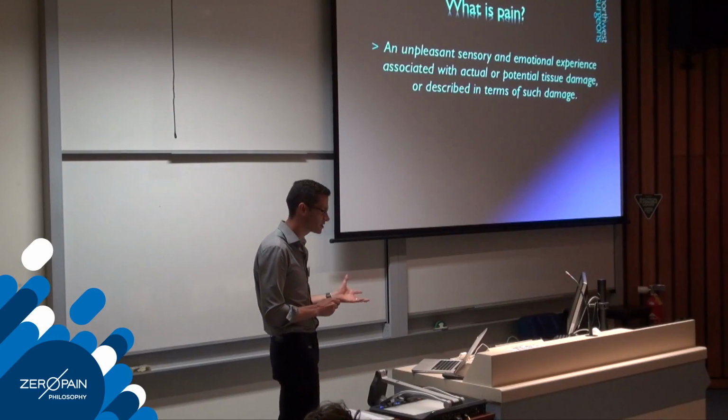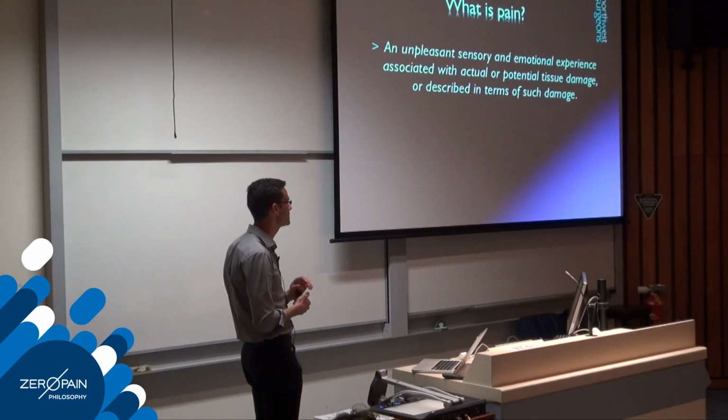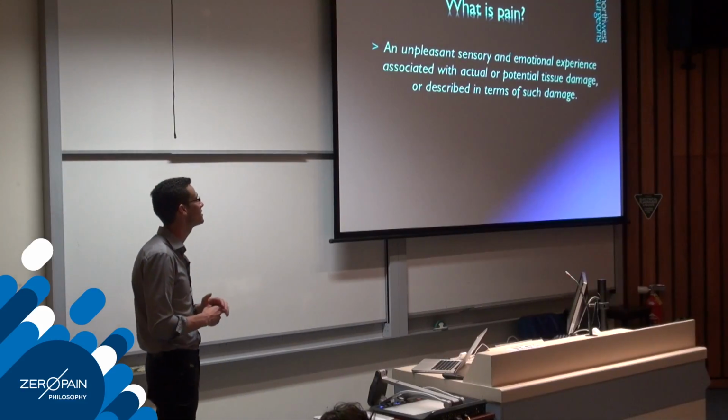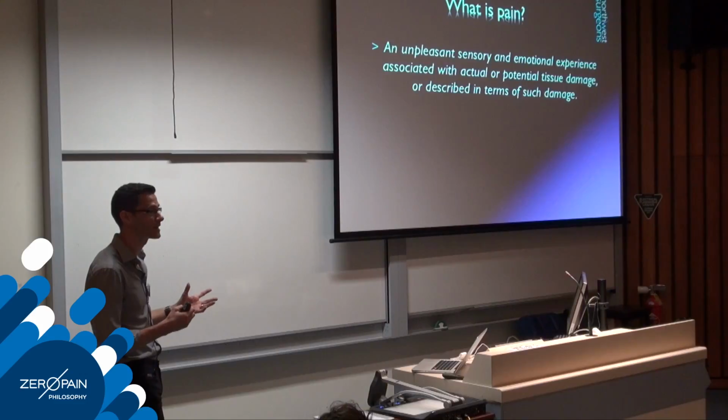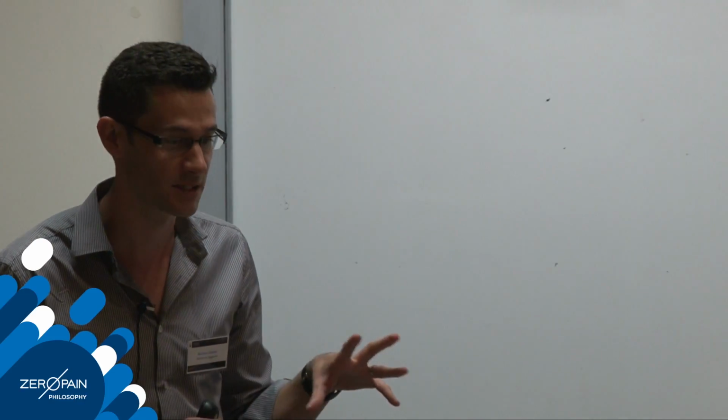If we want to look at definitions, the International Association for the Study of Pain has this definition, which is the most widely accepted worldwide. So, an unpleasant sensory and emotional experience associated with actual or potential tissue damage, or described in terms of such damage. And the IASP are a global organisation, and their website is certainly worth a look as well. If you just Google iasp.org, you'll find their website.